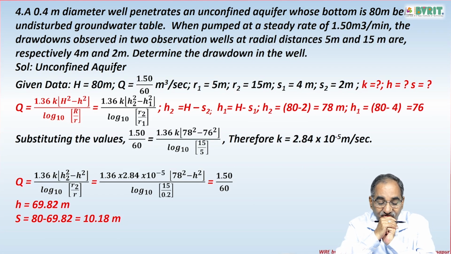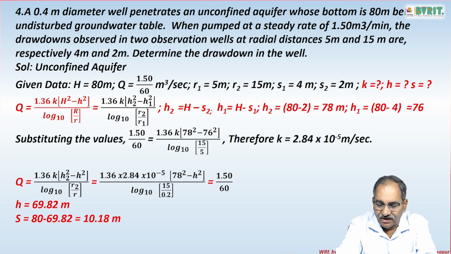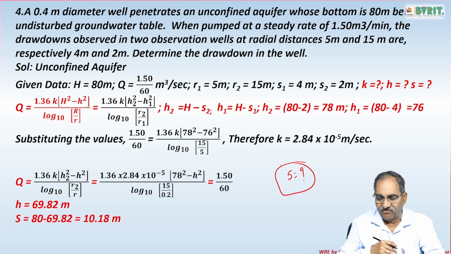Then there is another question here. A 0.4 meter diameter well penetrates an unconfined aquifer whose bottom is 80 meters below the undisturbed groundwater table. When pumped at a steady rate of 1.50 meter cube per minute, the drawdowns are observed at 2 observation wells. He has given 2 observation wells and asks to determine the drawdown in the well. So what finally he wants is the drawdown in the well, which is S. This is the calculation which he wants.